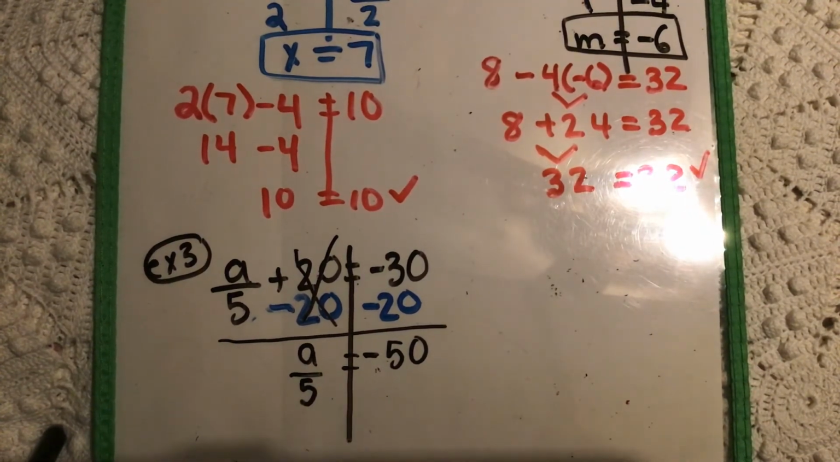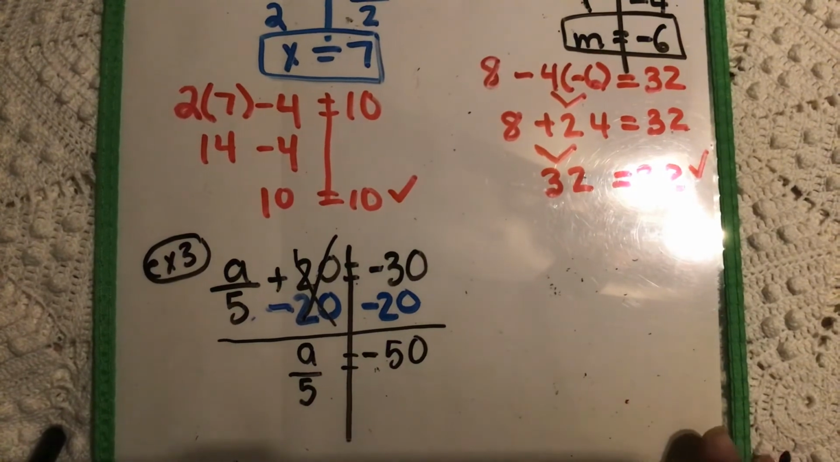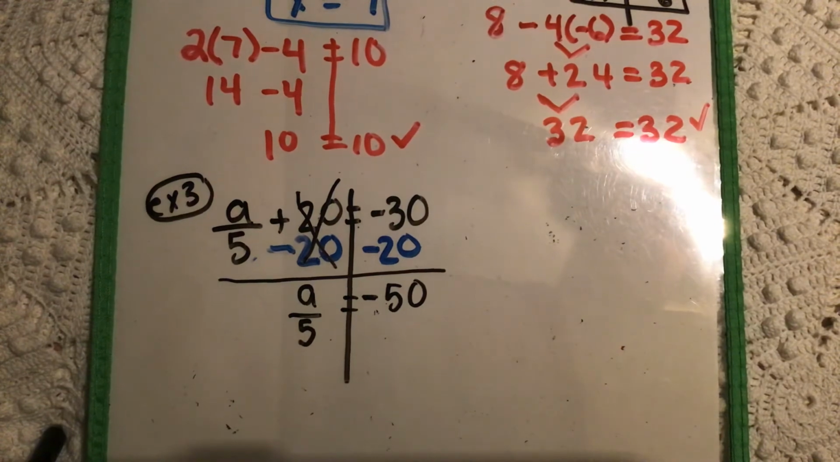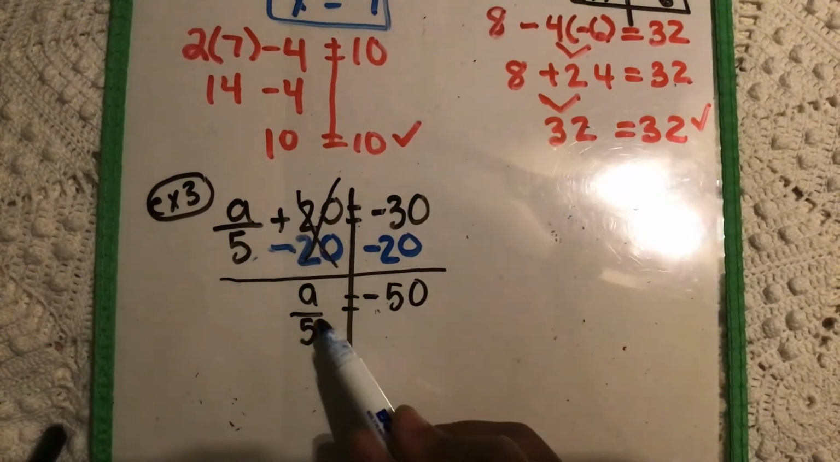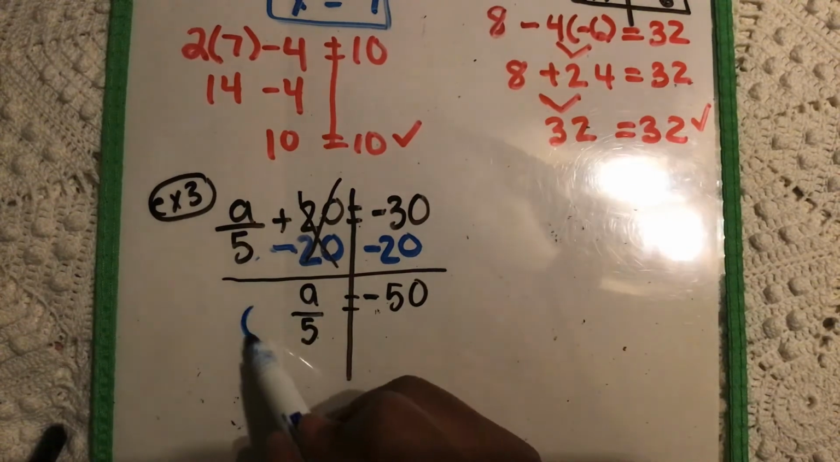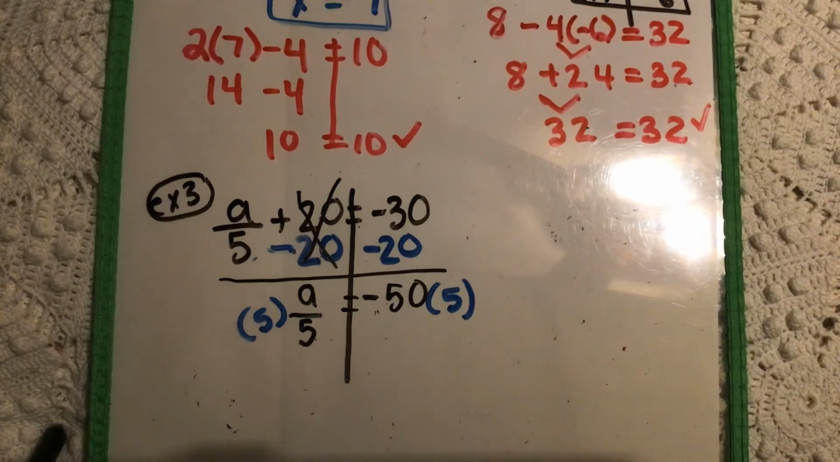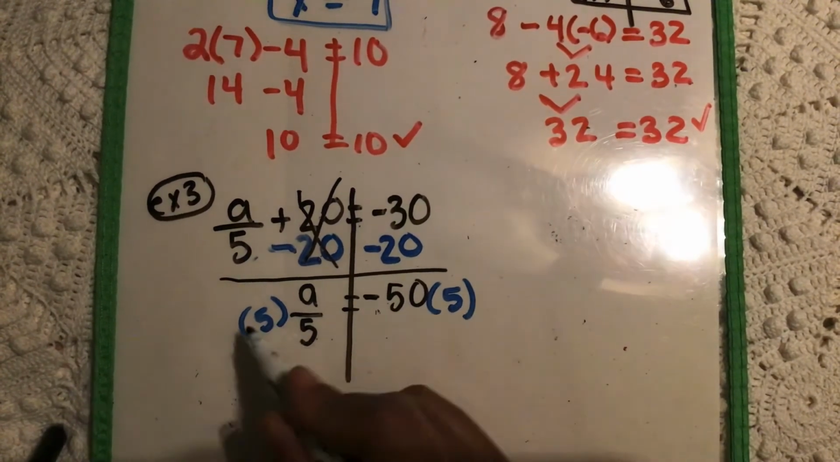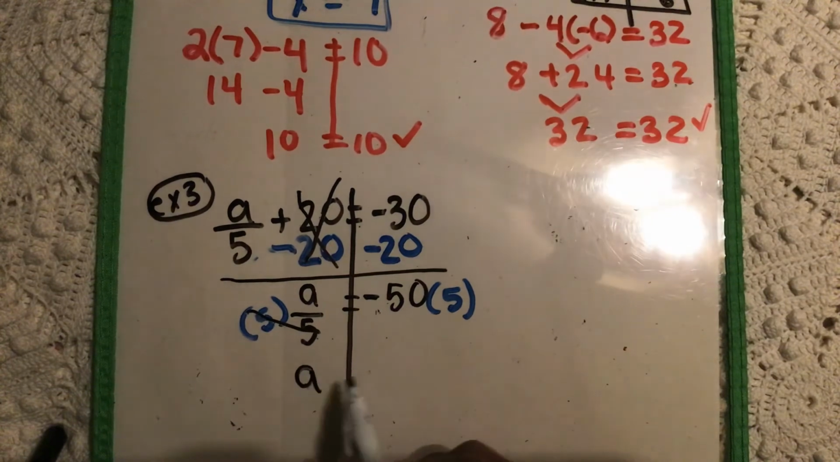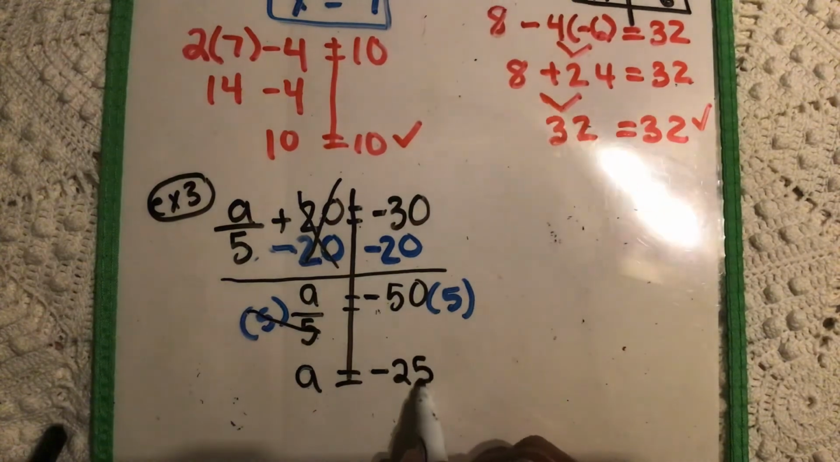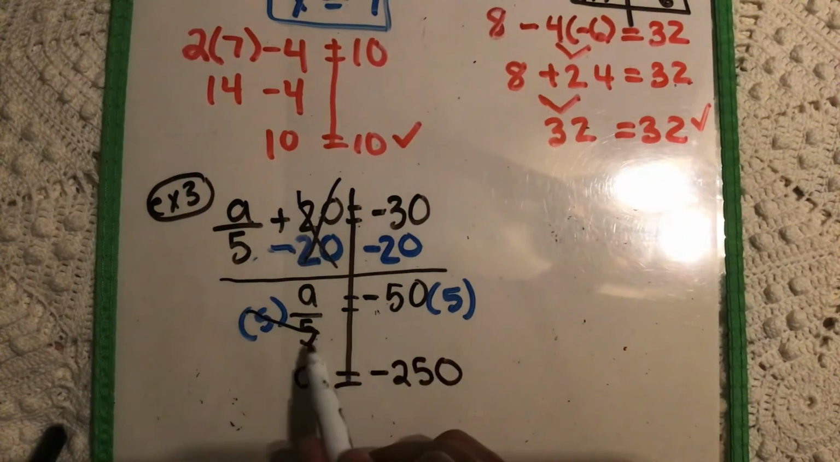Now be careful. The answer is not -10 because I'm not going to get rid of this 5 by dividing 5. It's already a divide 5. You can't get rid of something by doing the same exact thing. I have to do an opposite operation. So the opposite of a divide 5 is times 5. So this 5 cancels out. You're left with 50 times 5 is -250. Don't forget the 0.